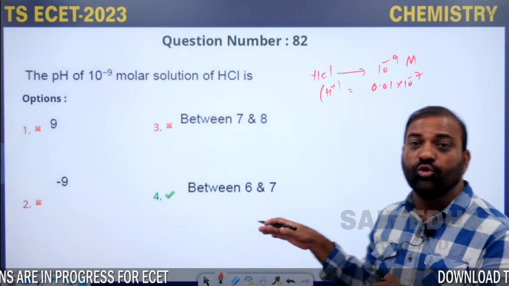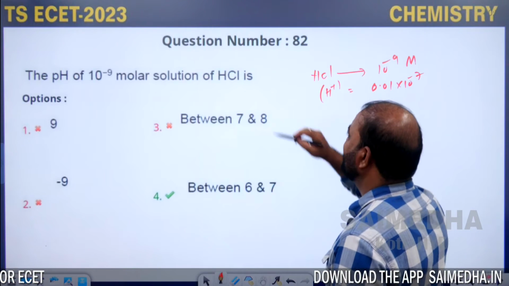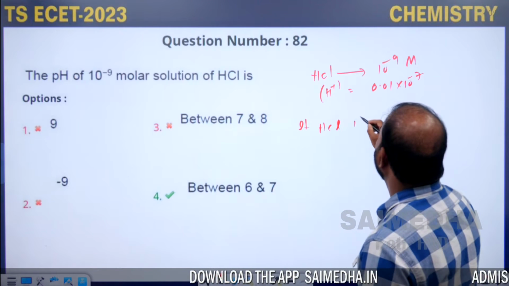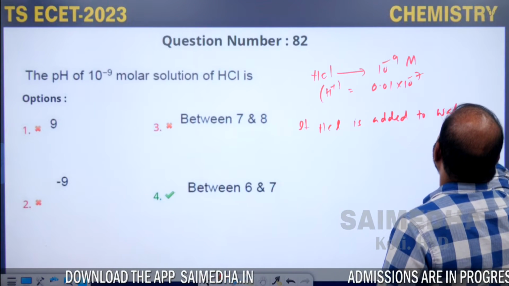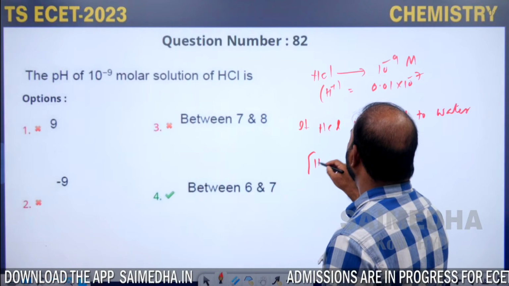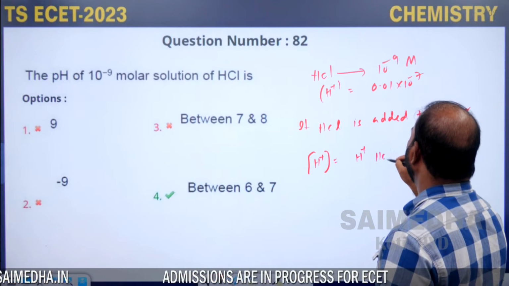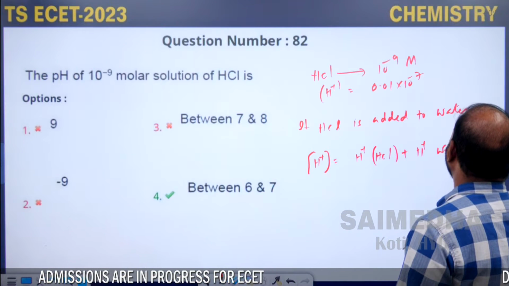It means that it is a diluted solution. Then if HCl is added to water, what will happen? The total H plus ion concentration is equal to the H plus ion concentration of the HCl plus the H plus ion concentration of the water.